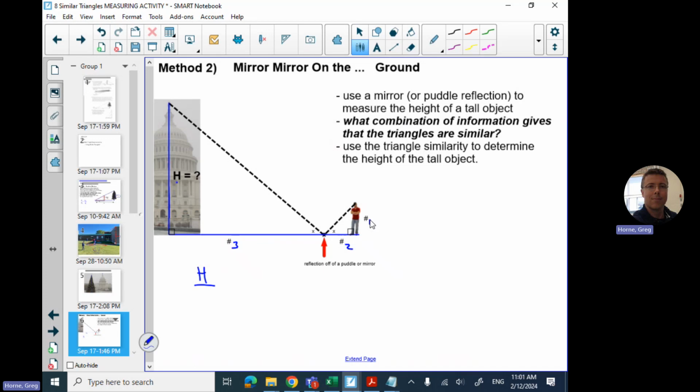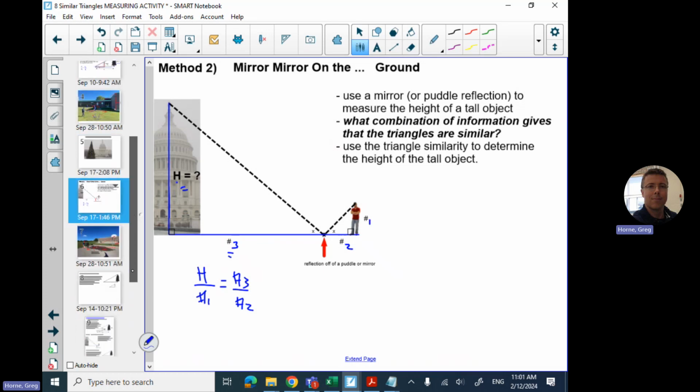We could do height of the building over the height of the person, so h over number 1. And then the big triangle for the building would be the height of the building, and the other one beyond this triangle would be number 3 over number 2. And again, you could multiply both sides by number 1 and solve for h. Right? So that's a mirror version, which is kind of different.